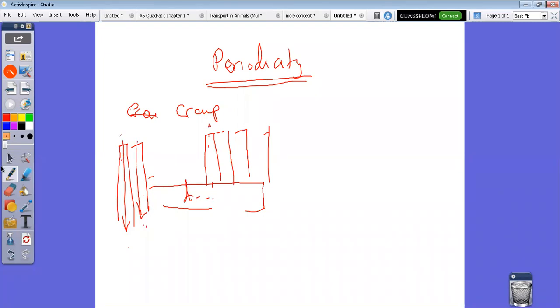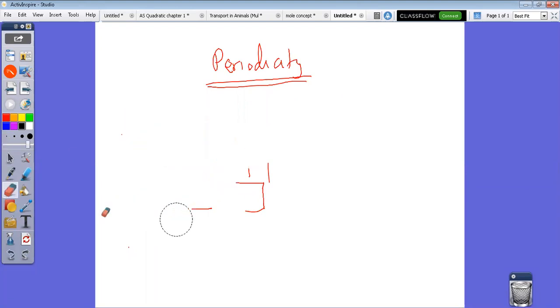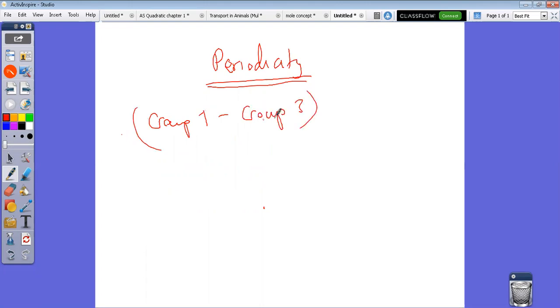The first thing that we need to write is that group 1 to group 3 are all metals. You can write that down. You need to know that so that it's easy for you. Group 1 to group 3, all metals. Clear? Yes. Now, group 4.